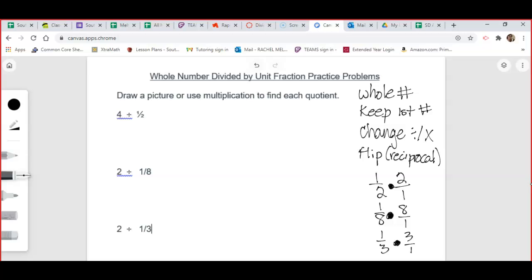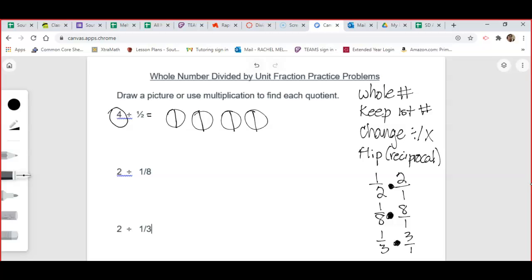Let's go ahead and, for this first one, we're going to draw a picture. Okay, so I have 4 cakes. Draw yourself 4 cakes. Okay, and each of these cakes, they want cut into halves. So how many pieces of cake do we have? We only have 4 pieces of cake?